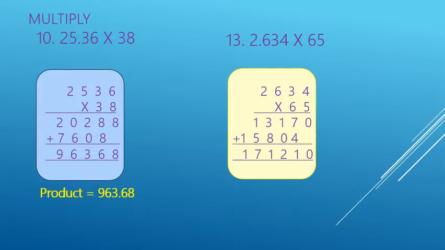Now we add both the products and the final product that we get is 171210. Now we will note the number of decimal places in 2.634, which is 3. So we will put the decimal point in the product after 3 digits from the right hand side. Therefore the product is 171.210 and we can write this as 171.21.